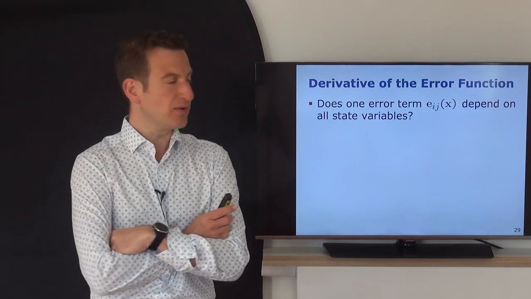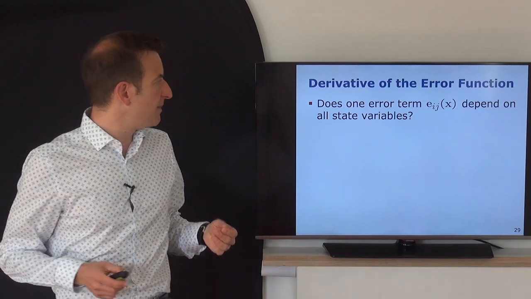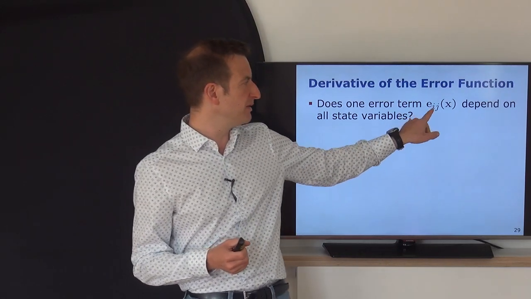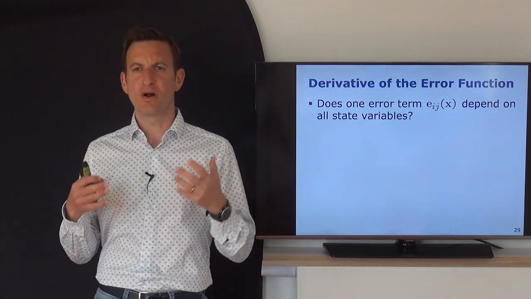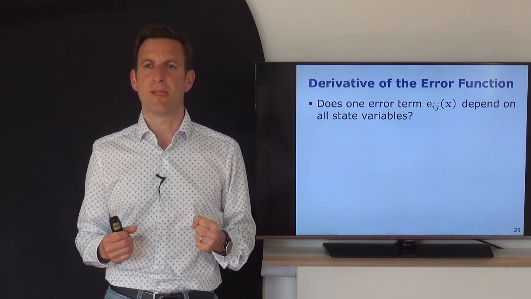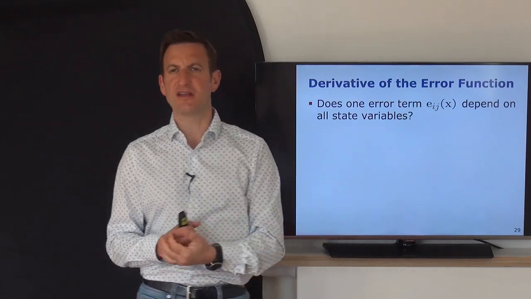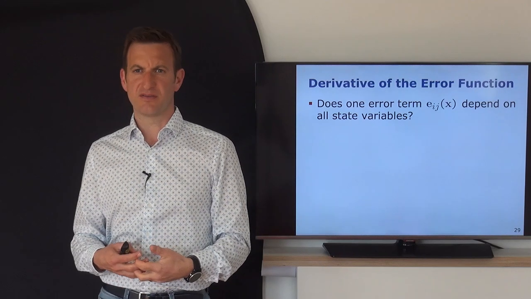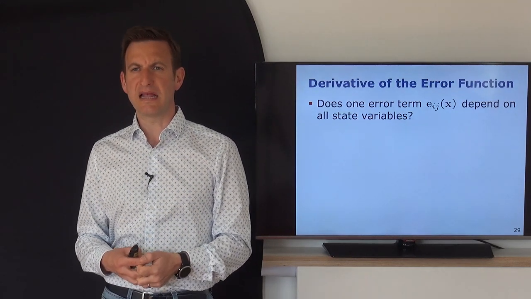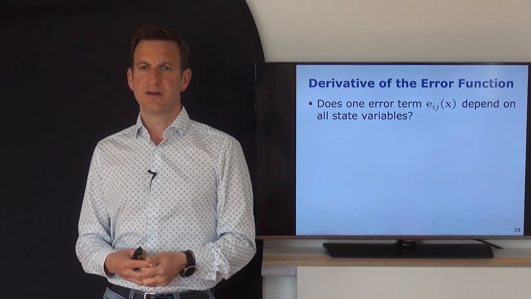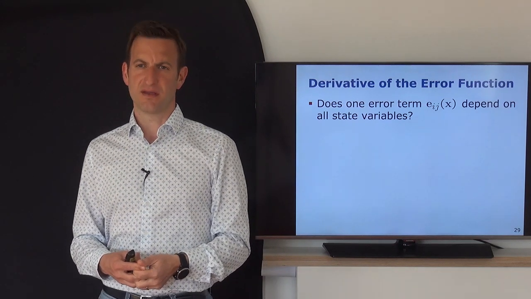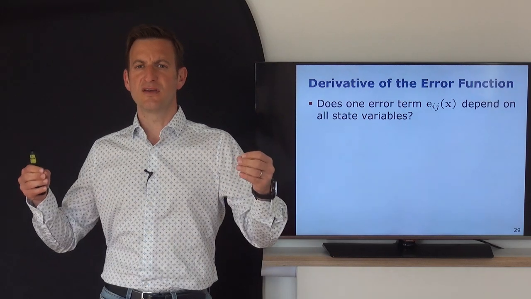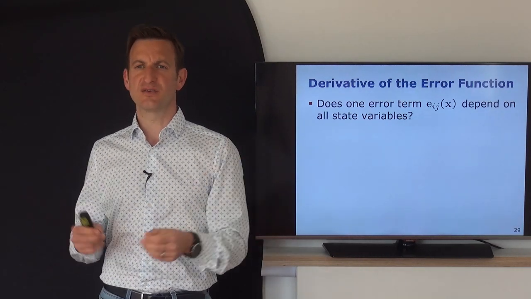So the first question we need to answer: does the error term depend on all state variables? Again, this is an error term e_ij, that means for one single observation. It clearly depends on the state vector, but does it depend on all elements in there? Within the SLAM problem, this is not the case, because this error term only relates the two variables to which this edge is connected in our graph.